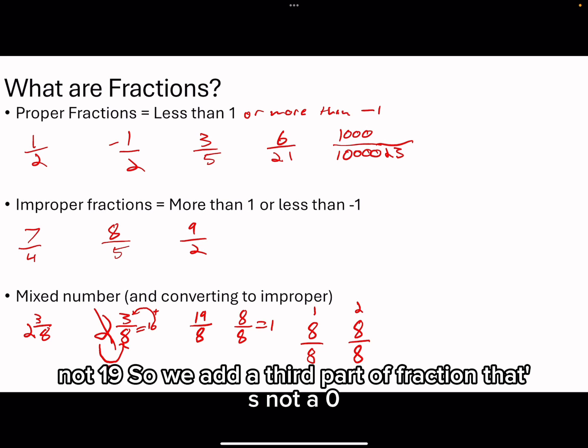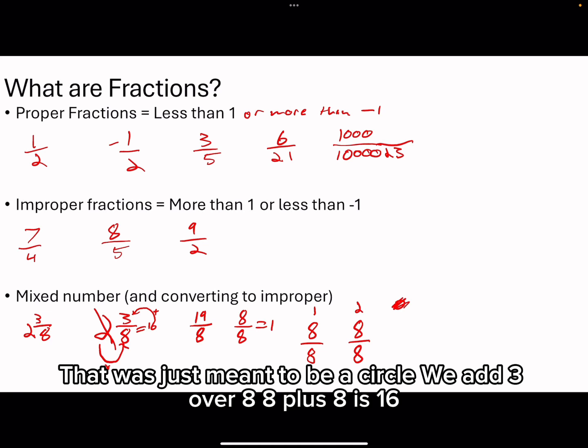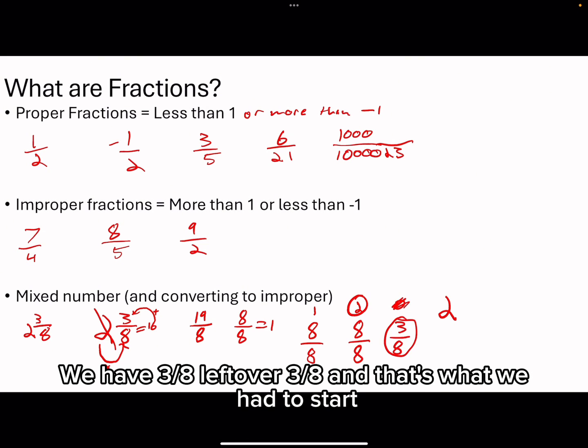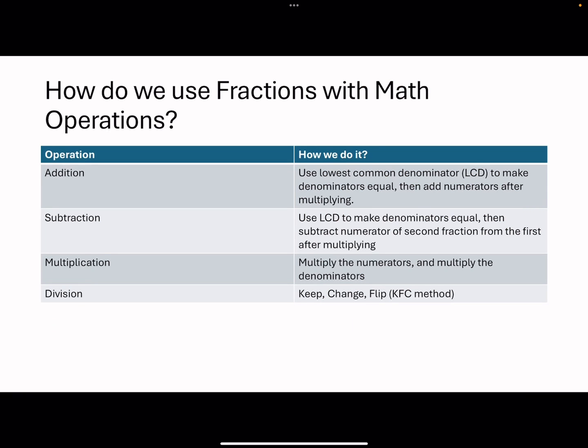So we add a third part, a fraction. That's not a 0. That was just meant to be a circle. We add 3/8. 8 plus 8 is 16. That's 2. We have a big 2. We have 3/8 left over. 3/8. And that's what we had at the start.